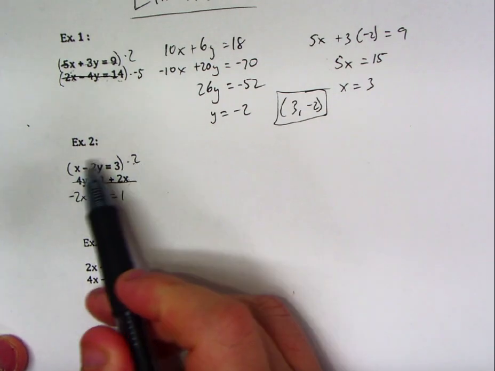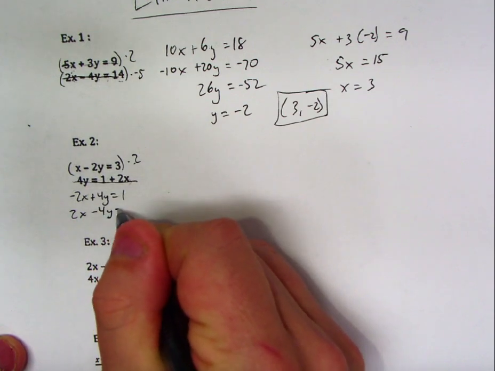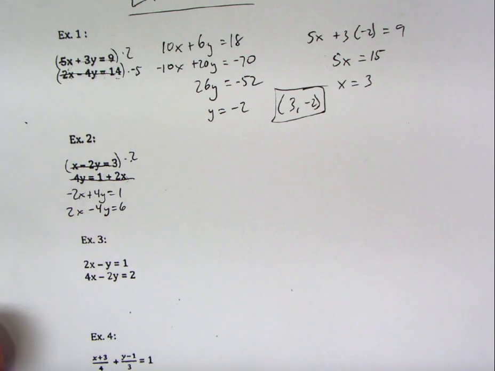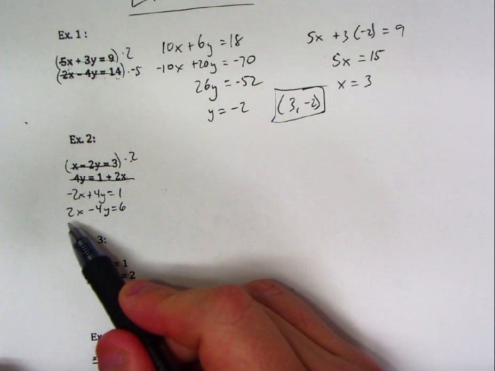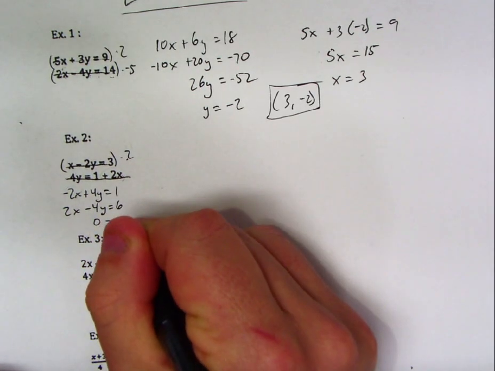And that's going to become +2x, -4y equals 6. And now I'm going to add these together. So this one, the x's go away and the y's go away. I'm still left with a number. I get 0 equals 7.